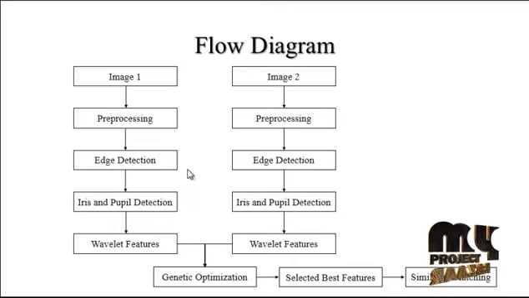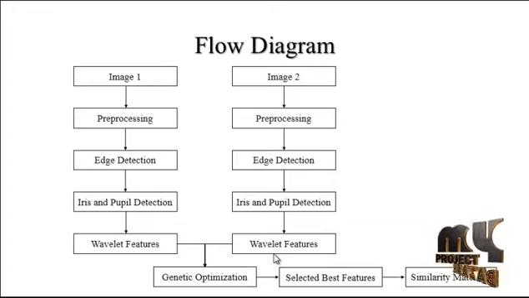After the edge detection, we move on to the next stage, that is the iris and pupil detection. In this stage, the iris region and the pupil region are separated by using the contour based method or circular hough method. After the extraction of the iris and pupil, we have to extract the features. For extracting the features, we are using wavelet features. We are using DWT based wavelet features to extract the features from both the left and right eyes.